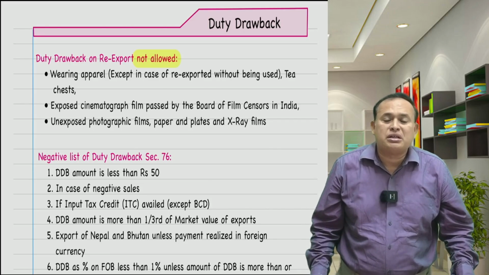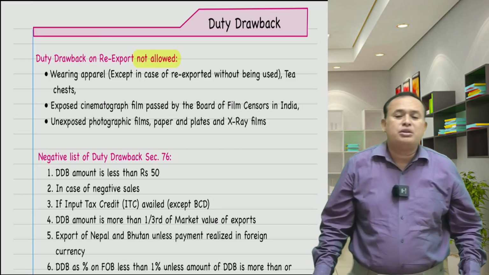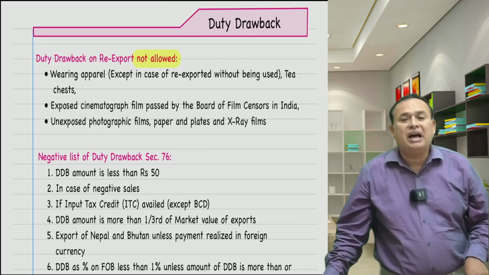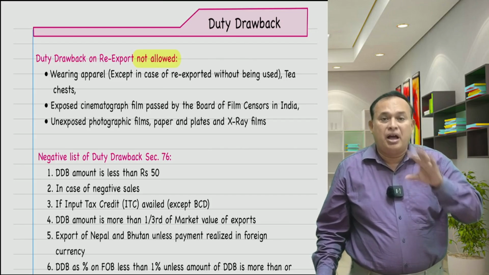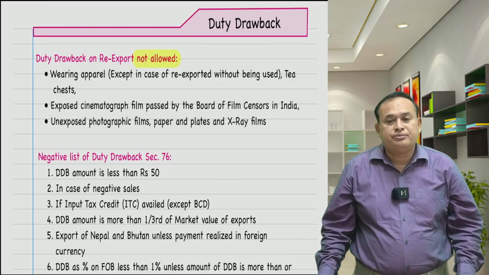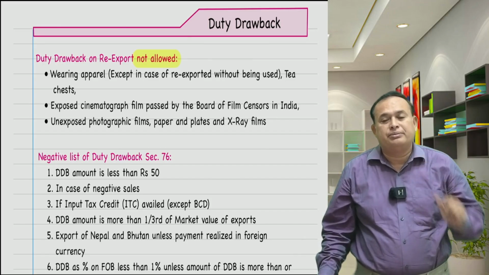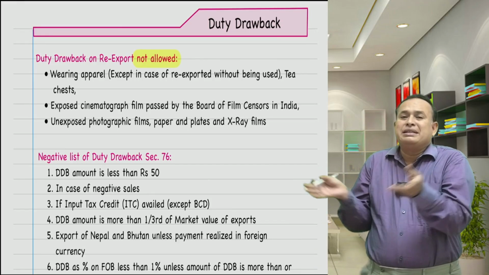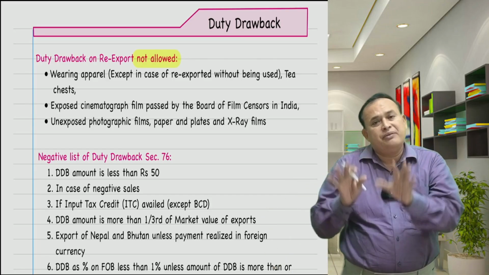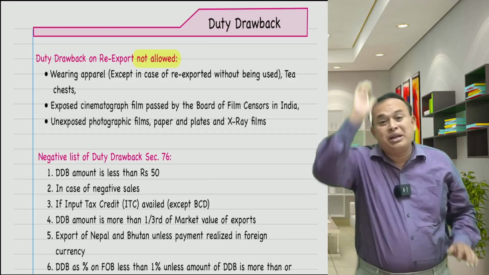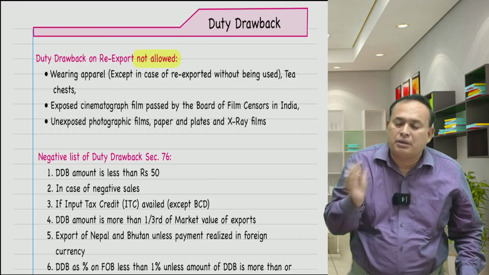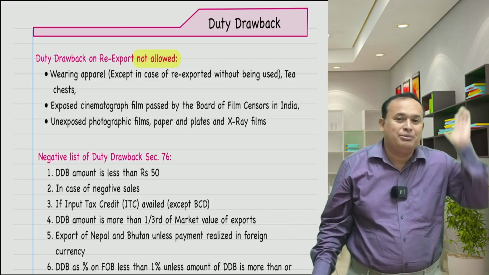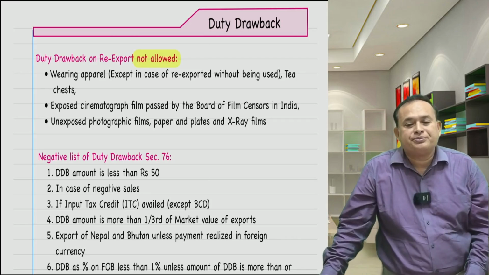Exposed cinematographic film passed by the Board of Film Censors in India. Sir, I imported the Harry Potter movie. Harry Potter movie I imported. Jurassic Park movie I imported. I paid import duty. After exhibiting in cinema theaters here, I am exporting the same film back. Sir, duty was paid on imported goods. Can I claim duty back? Not allowed, because the purpose has been served here and then you are exporting back. Duty drawback not allowed.